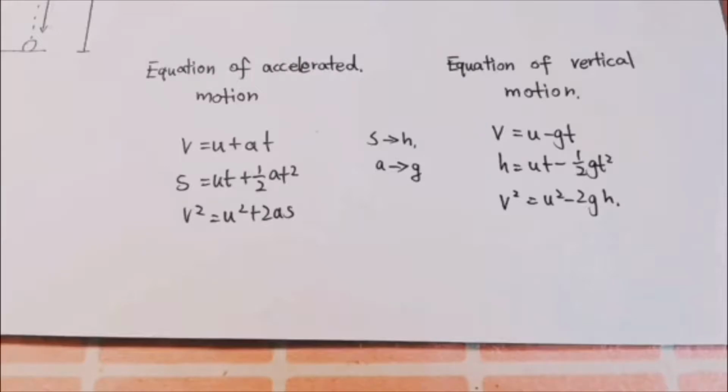We can use the equations of accelerated motion to get the equations of vertical motion. We just need to change the s to h and a to g. The g is always equal to 10.